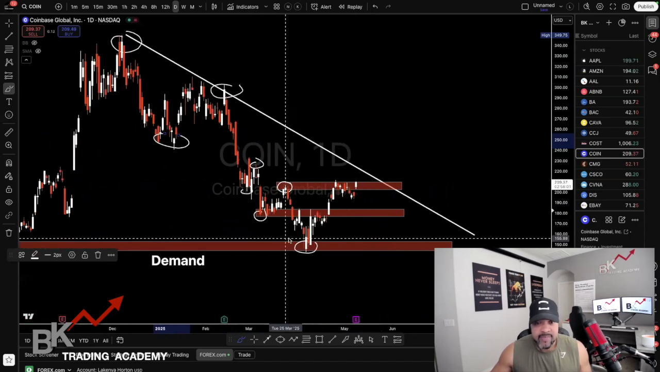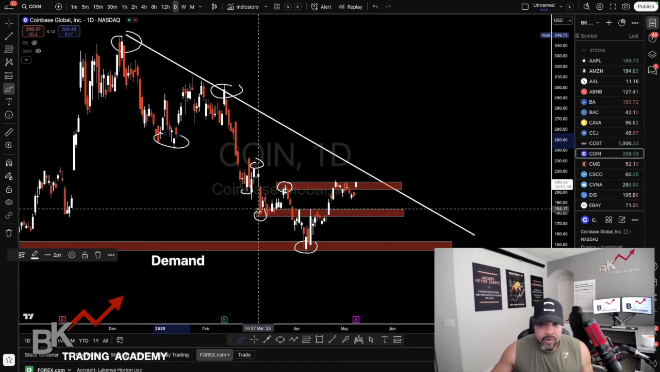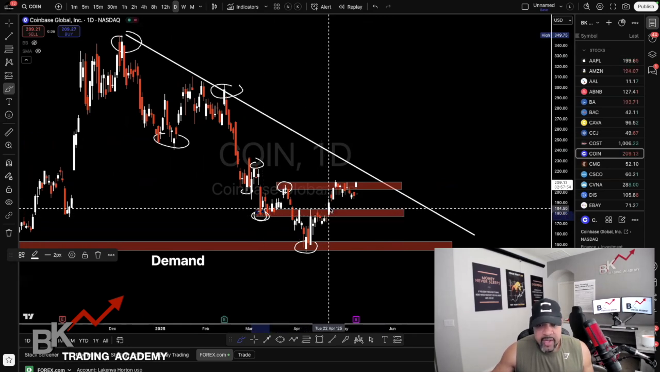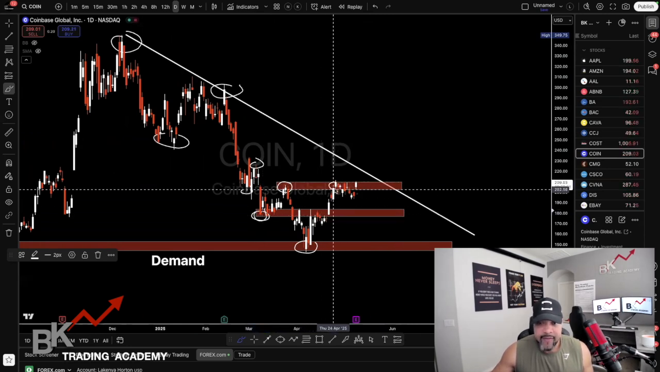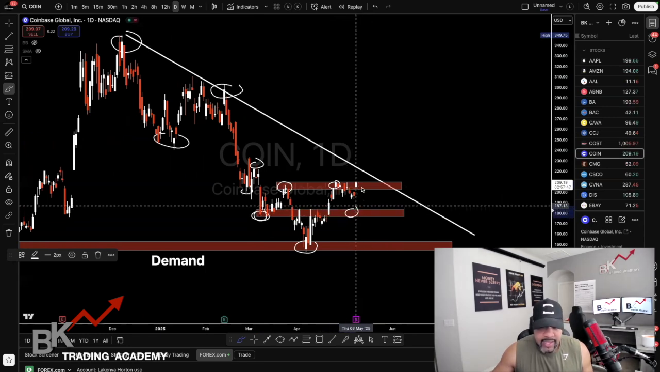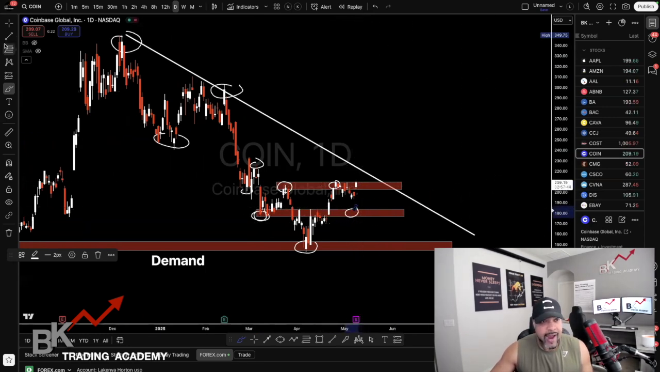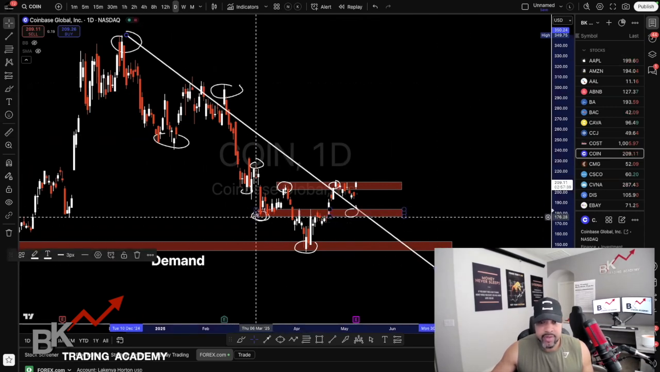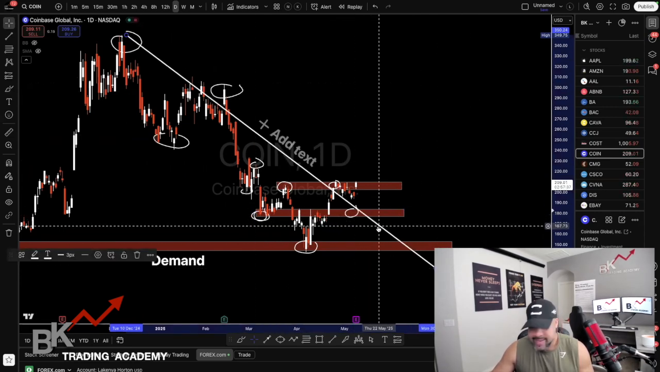Now we can do something like this. It broke this area here. Whenever it breaks the previous lower low, now we can sometimes find it going to the next level, sometimes coming back to retest before it goes higher. All right. So we're no longer in this downtrend because it broke this previous lower low. So now I can go ahead and delete this.